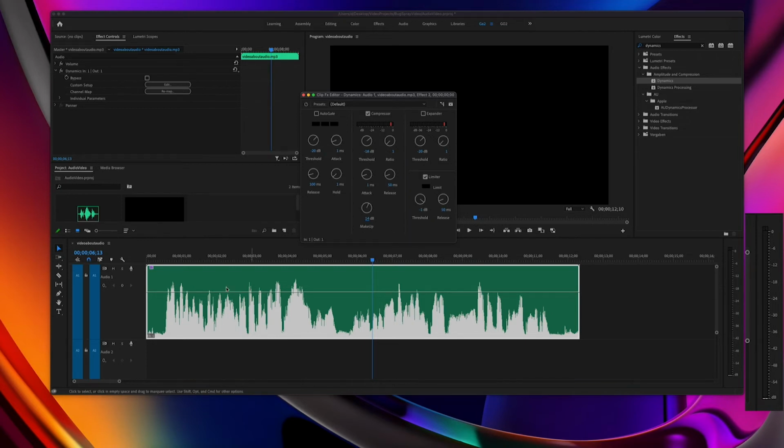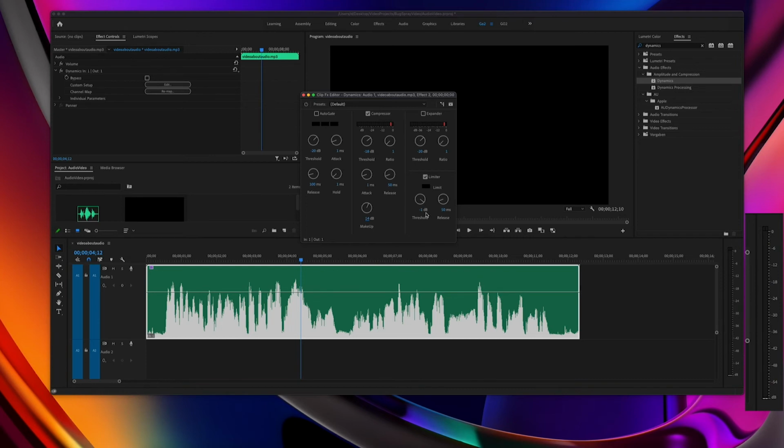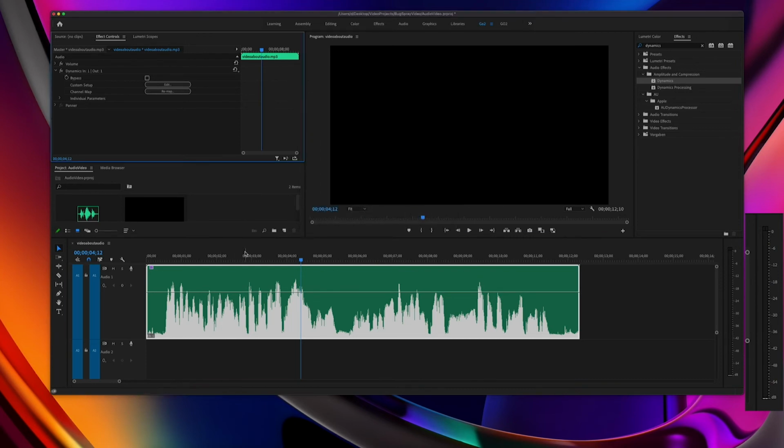And then for the limiter, this is so you don't explode people's speakers and talk well above the limit. You go to the highest point, and as you can see, we're around 4-ish, I would say. So then over here, we go to limiter, and usually about negative 3 is pretty good. That is it. And then when you listen to your audio.